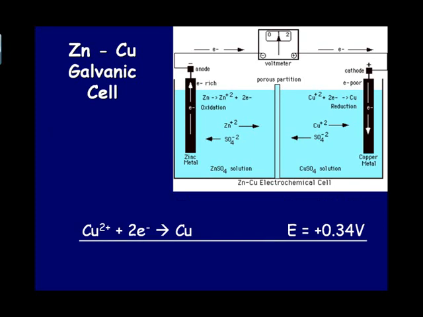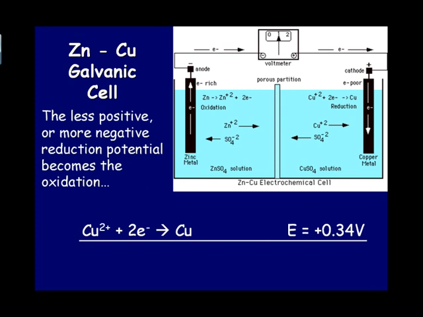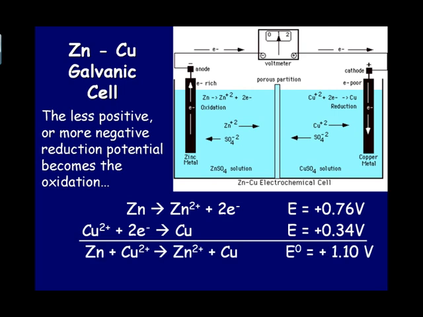So let's try adding them together. The less positive or more negative of the two becomes the oxidation. So we have taken the zinc reaction and flipped it. We've kept the copper reaction the way it was, 0.34 volts, so that's our reduction. And we've taken the less positive one. Remember that in the previous slide the zinc reaction was written as a reduction and it was negative 0.76. So we have flipped that. It is now our oxidation. When we sum up the two voltages, we get an overall voltage of 1.10 volts.